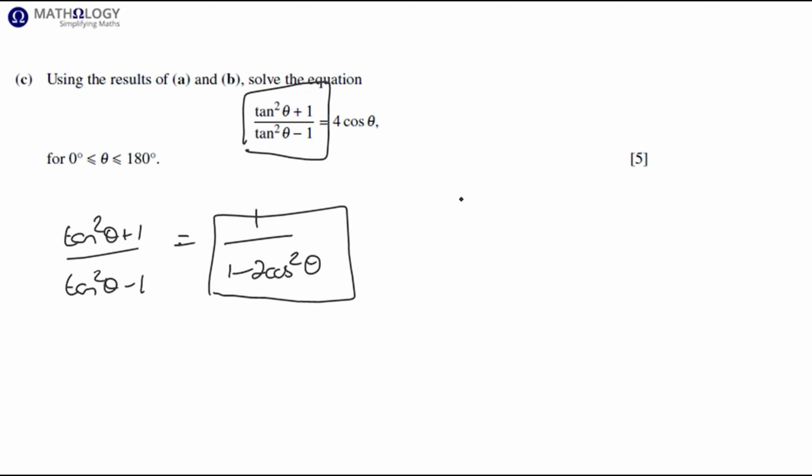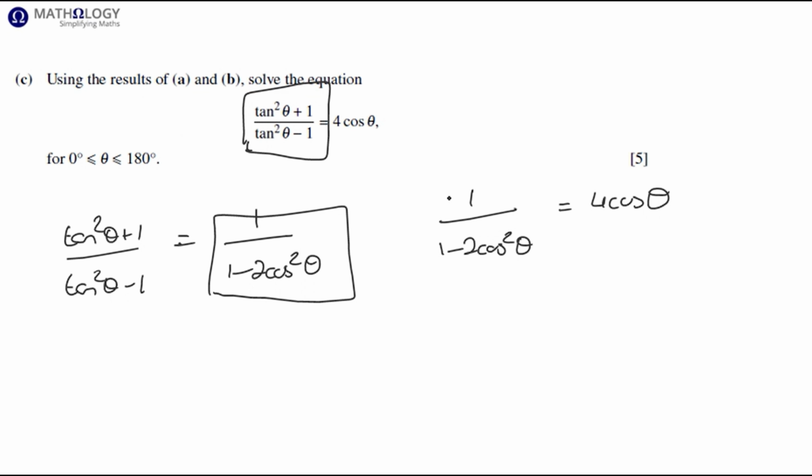So to solve the equation, we're going to be solving 1 over 1 minus 2 cos squared theta equals 4 cos theta. The reason why you had to show and prove this identity in the previous question was because you're now solving a trigonometric equation, and you can only solve a trigonometric equation if you are dealing with a single trigonometric ratio. So we couldn't have solved it using tan and cos, right? Everything has to be expressed in terms of a single trigonometric ratio. That's why we had to prove the identity in the first place.